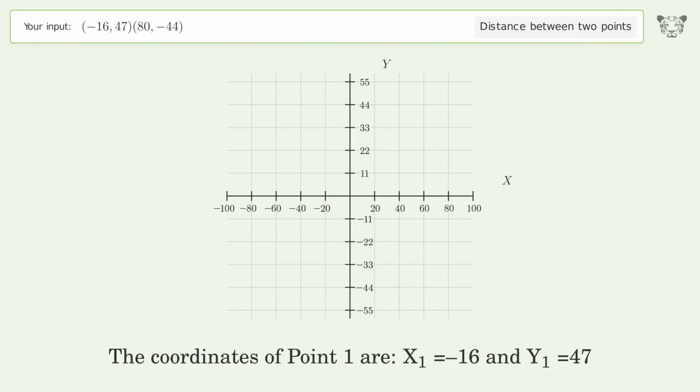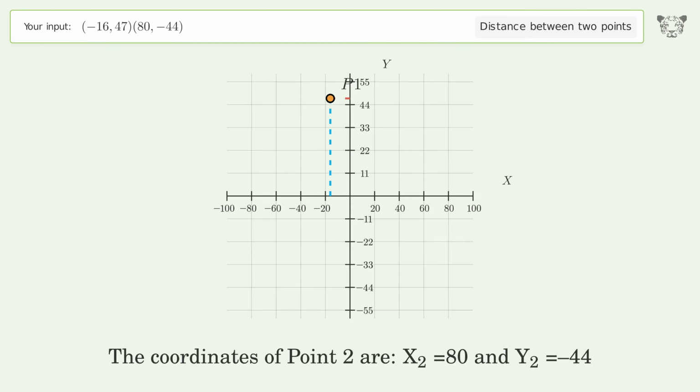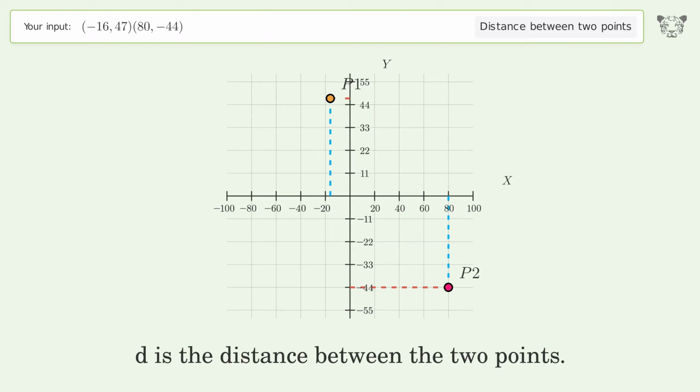The coordinates of point 1 are x1 equals -16 and y1 equals 47. The coordinates of point 2 are x2 equals 80 and y2 equals -44. D is the distance between the 2 points.